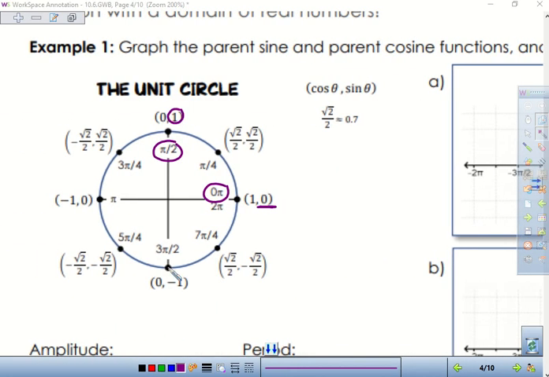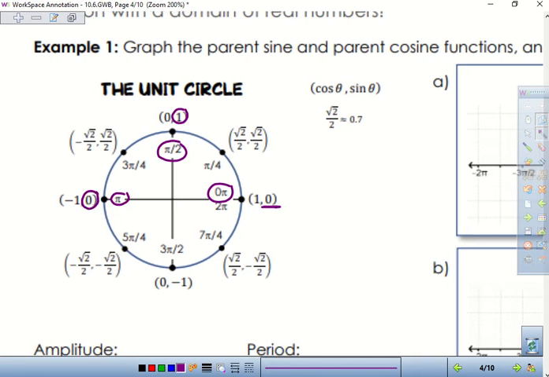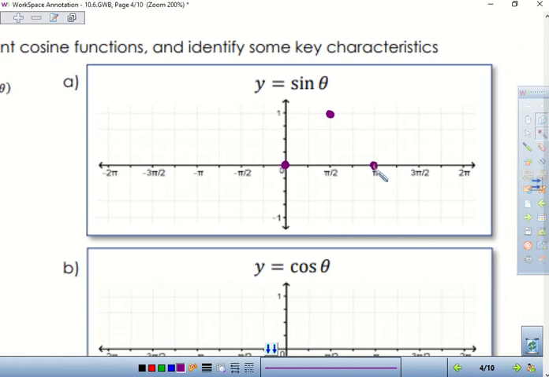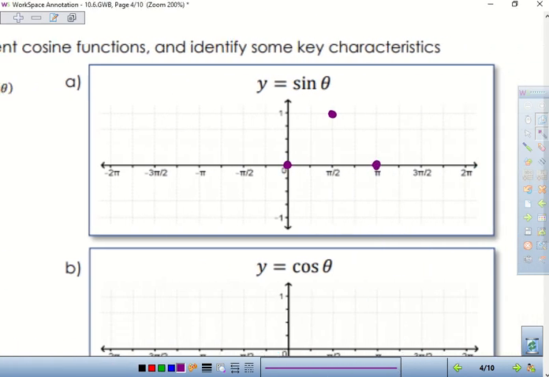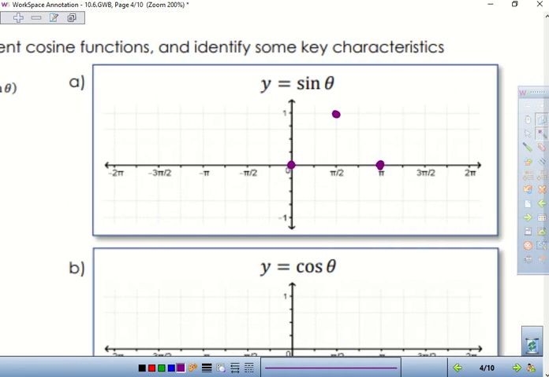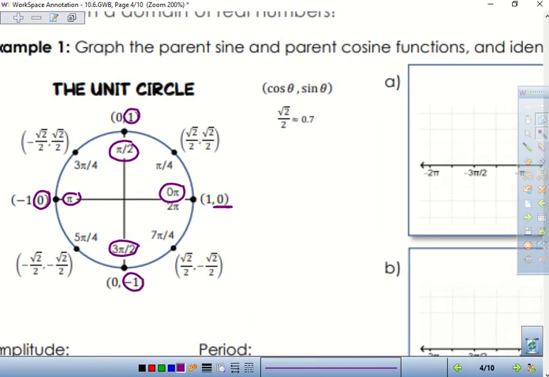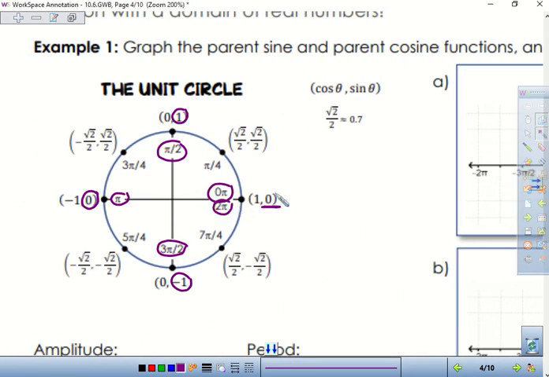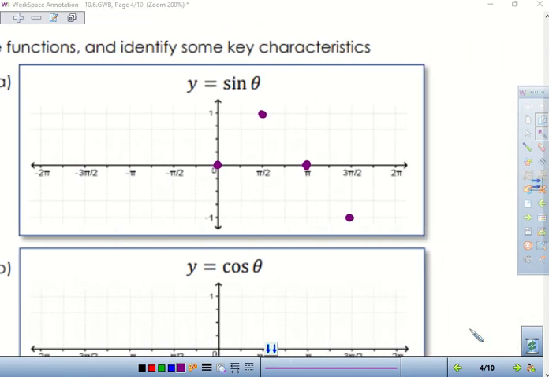The next one is going to be sine of pi, or 180, which is going to be 0, because it's the y-coordinate, right? And the next one is 3 pi over 2, which is 270. And that is sine of -1. And then the next one, 2 pi is right here, back here, and it's still 0. Good. So this is how you would do the graph. These are the basic values of the graph. You will start to memorize these as well.